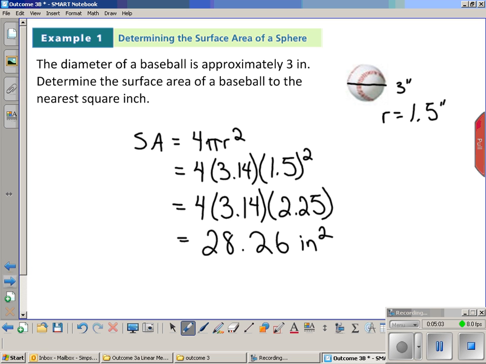You'll have a list of formulas for this assessment, and you just need to know which one is for which and how to apply them.